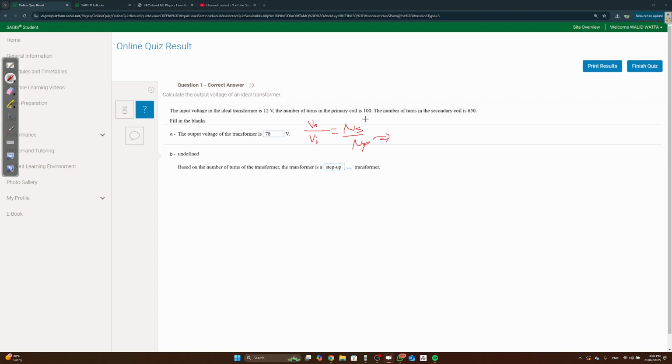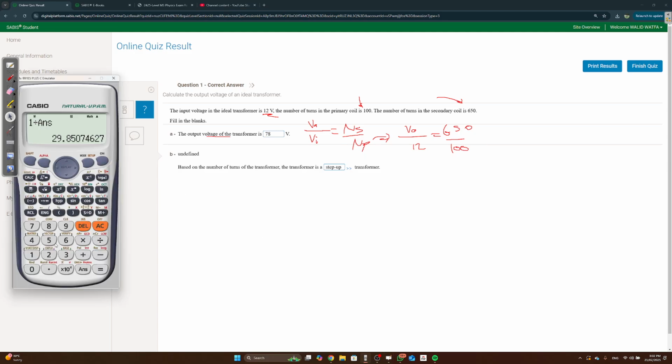Okay, we're going to continue. V out is how much? We're trying to find V out. V out over V in, which is 12, equals NS, the secondary, which is 650, over NP, which is 100. So V out is 650 times 12 divided by 100. You're going to get 78.